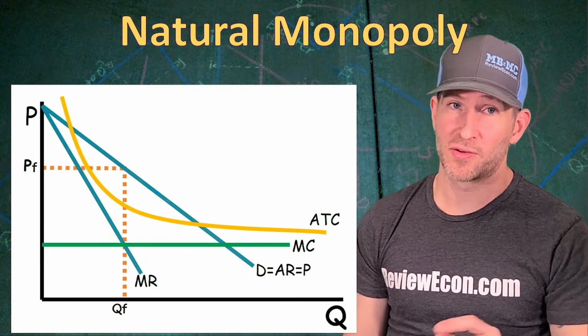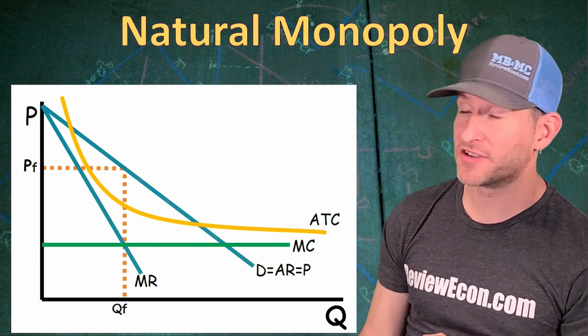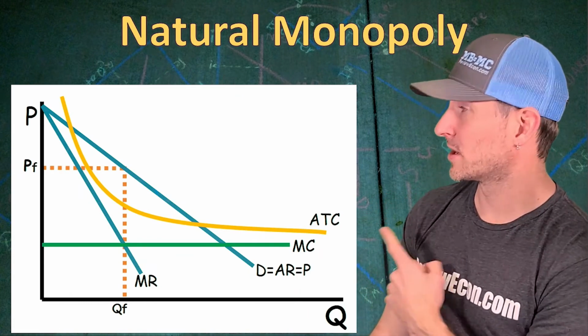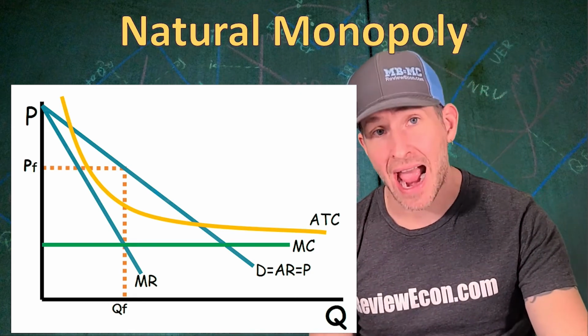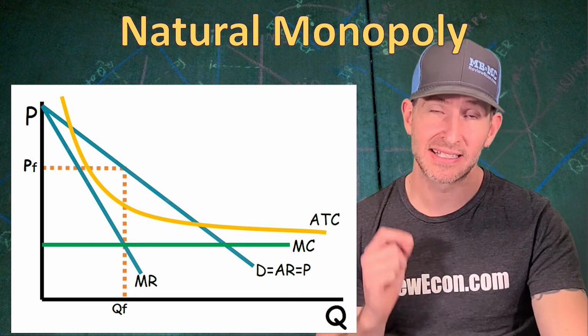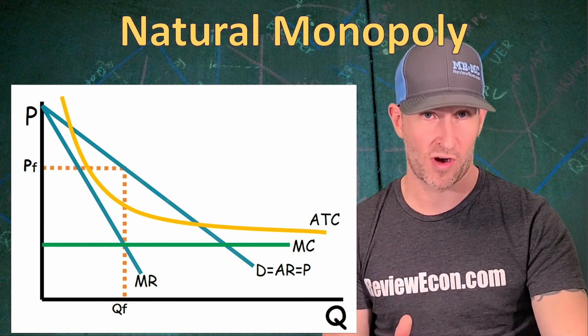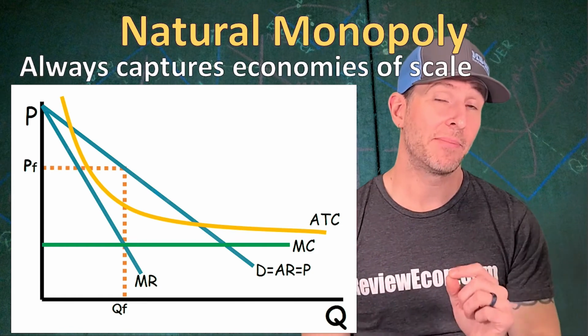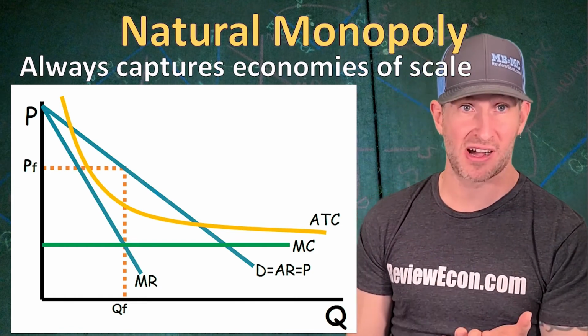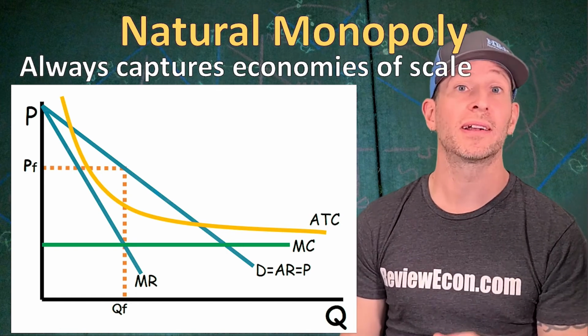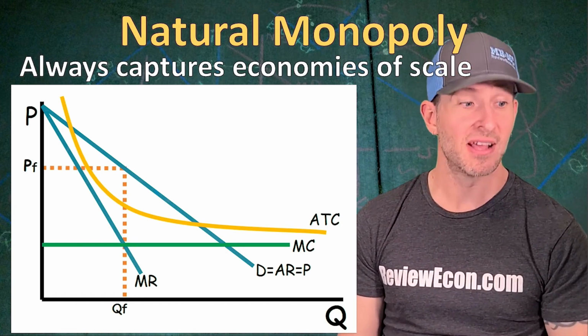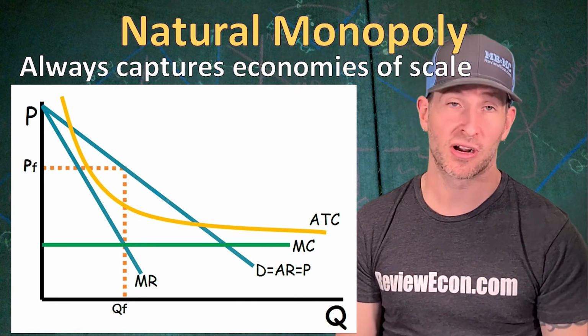You could also see questions about a natural monopoly. Now, there are a few different ways to draw a natural monopoly. Here's one of them right here. But the key is that the average total cost curve is going to constantly downward slope through all relevant quantities along the demand curve. And that means that since that average total cost curve is constantly decreasing, no matter what quantity this firm would realistically produce, this firm will always capture economies of scale.